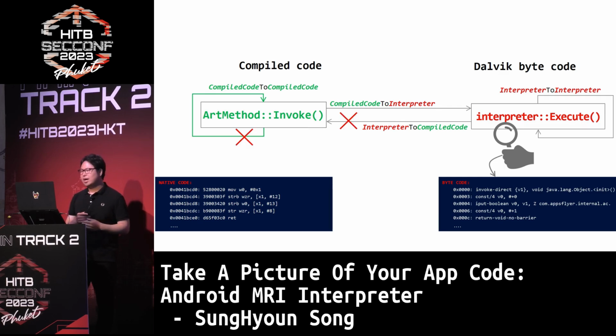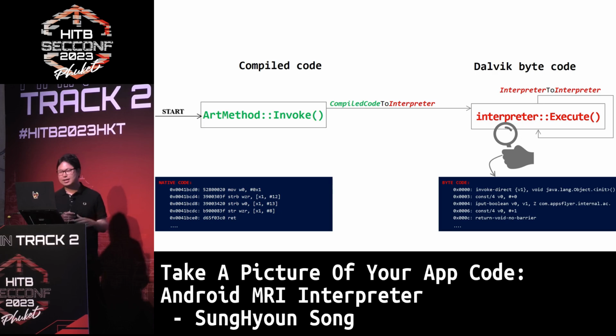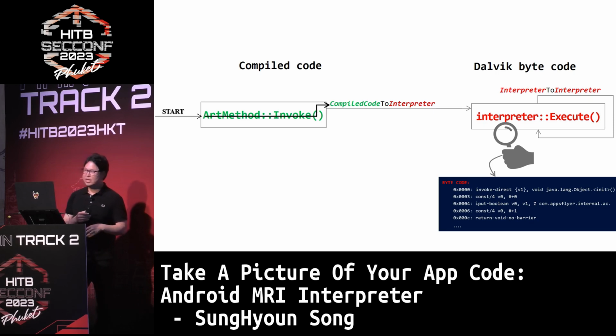So I changed the flow of the code to prevent execution of native code within ART. When a request for native code execution is made, the interpreter is called to ignore it and instead invoke the bytecode. As a result of this flow change, all execution becomes possible only via the bytecode.